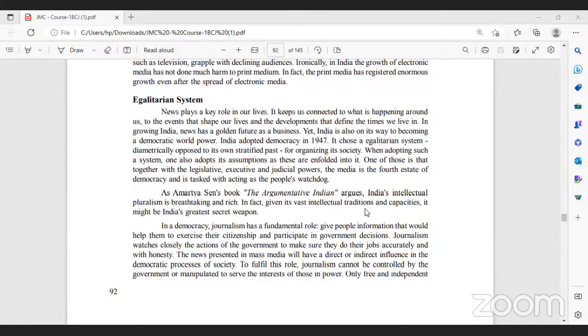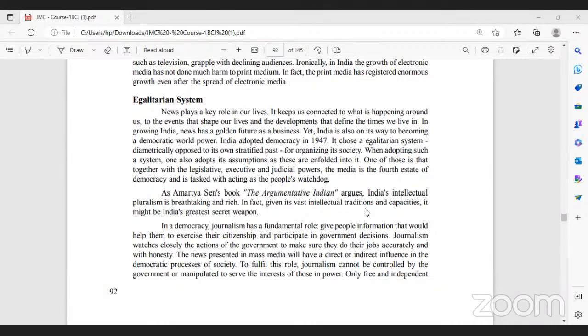India is on the way of becoming a democratic world power. We know that we got independence in 47, and after getting independence, we chose an egalitarian system where we opposed the stratified past for organizing our society. When adopting such a system, we also assume that there are no faults, and one of those is that together we will be in the society as legislative, executive, judicial powers, and media as the fourth estate.